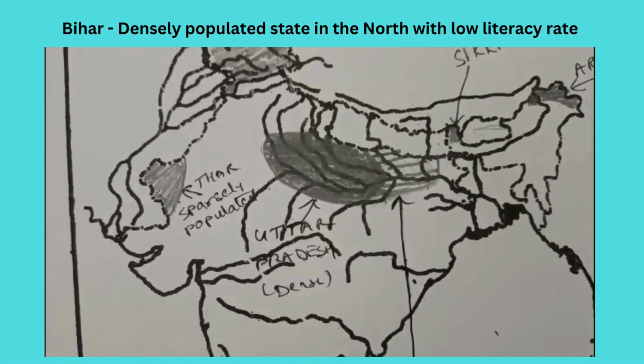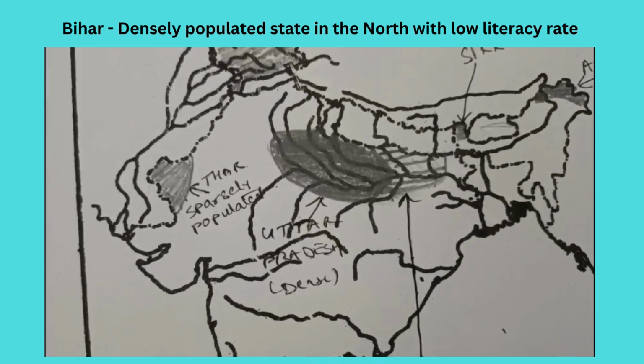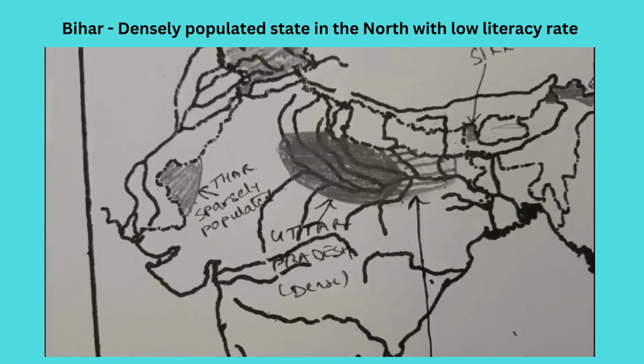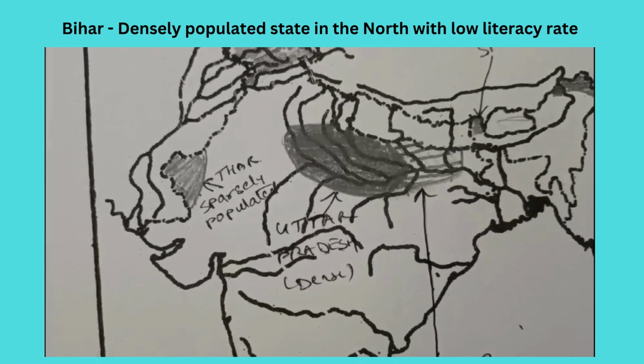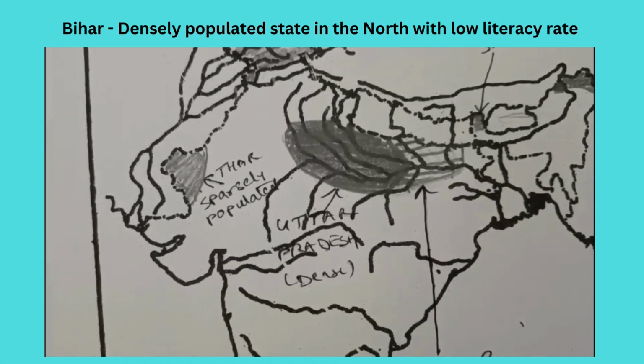Bihar is also the state with the lowest literacy rate. So if an indirect question is asked, mark a state with dense population but low literacy rate, then you will have to mark Bihar.